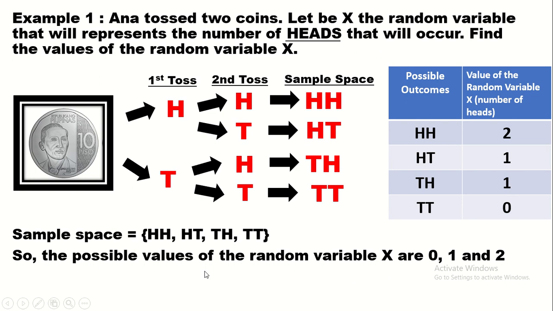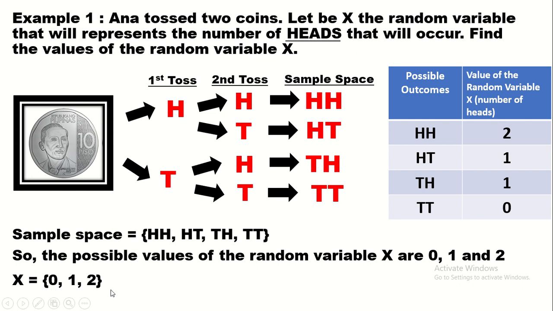Kapag si Ana daw ay nag-toss ng 2 coins, paano naman natin isusulat itong ating random variable or the possible values? So, ganito siya. Big letter x, that is equal to the bracket of 0, 1, 2, or the random variable x that is equal to the bracket of 0, 1, and 2.